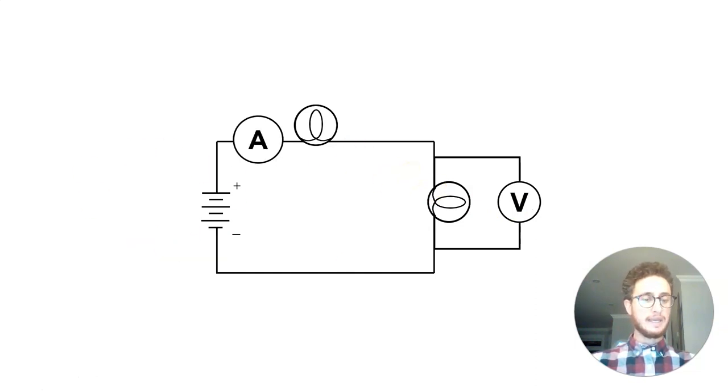Okay. The ammeter, however, I can put it anywhere, here or here. It doesn't really make a difference, because if there's only one path for electrons to follow, they must be going the same speed no matter where they are on that track. They can't pass each other on that track. So in series, the current is always constant, but the voltage gets split.